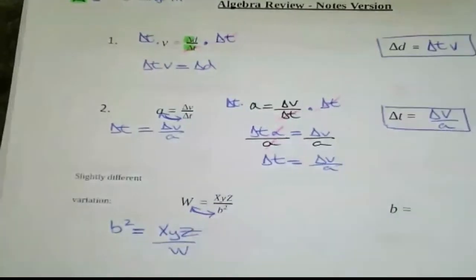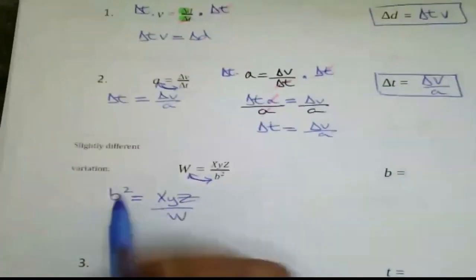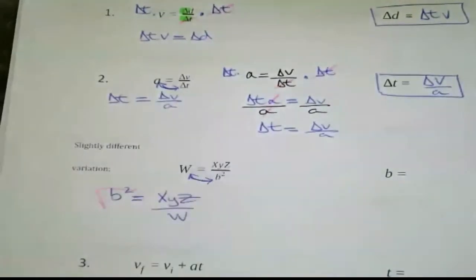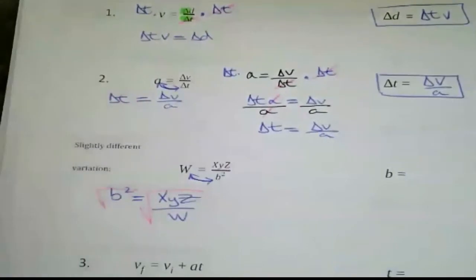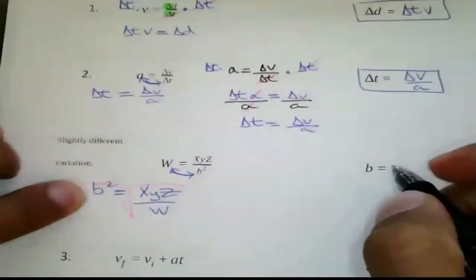But we're not done because it's b that we're after, and we've got b squared. So you're going to have to take the opposite of it, which is the square root. If you do one side, you square root the other side as well. So now, the b squared with the square root gets canceled out. So all you're left with is b.